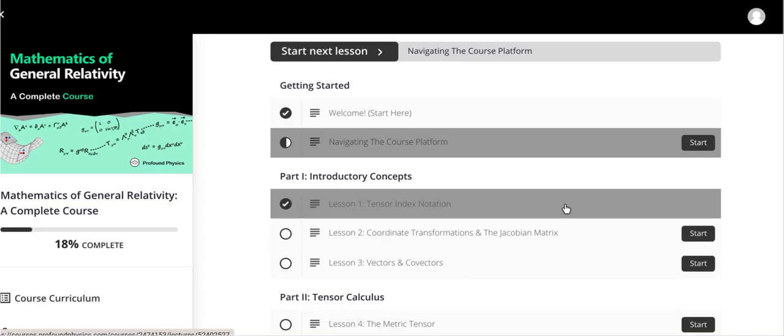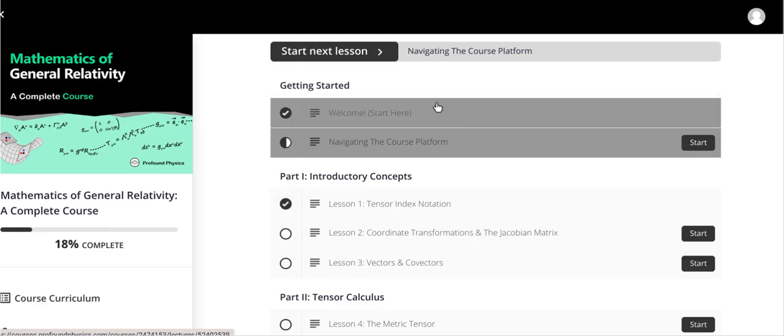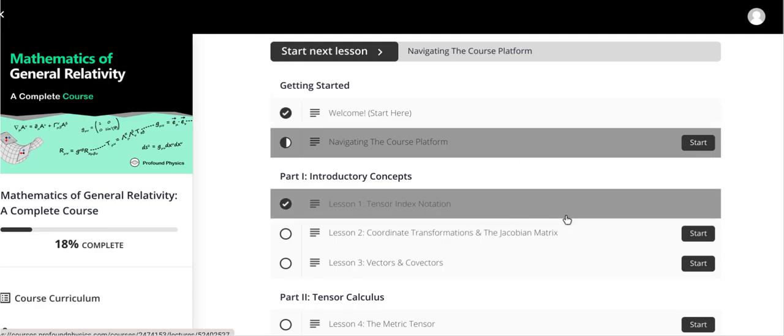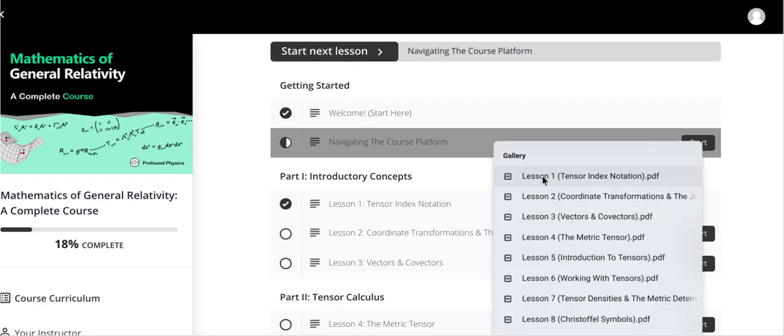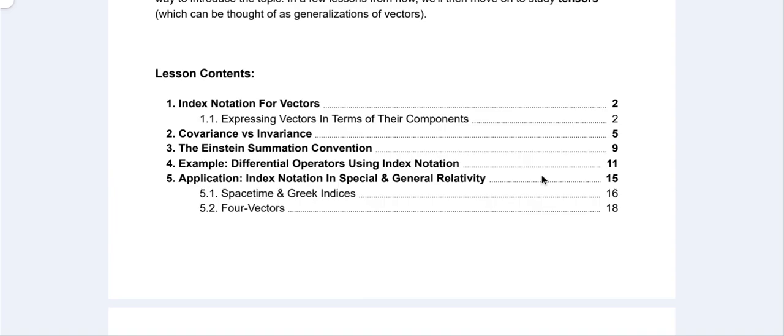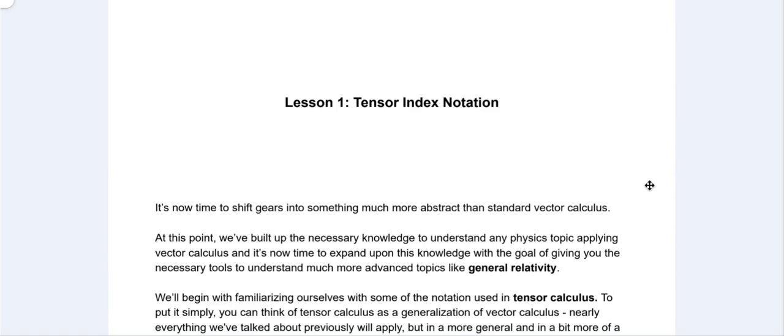And what we're going to do is go through and just very briefly look at each chapter. I've just got a few things to say about each one. All right, so let's get stuck in. Okay, the first chapter is the tensor index notation.